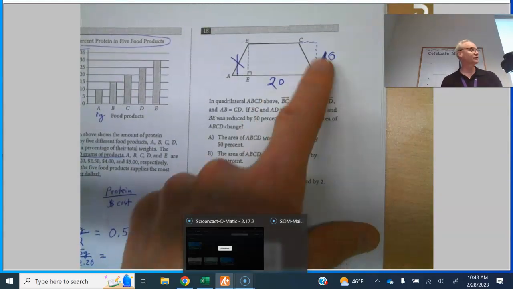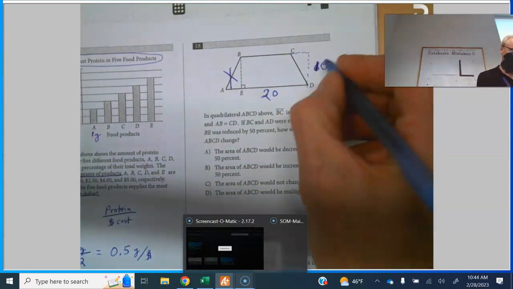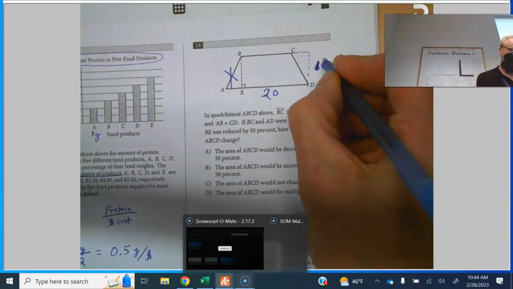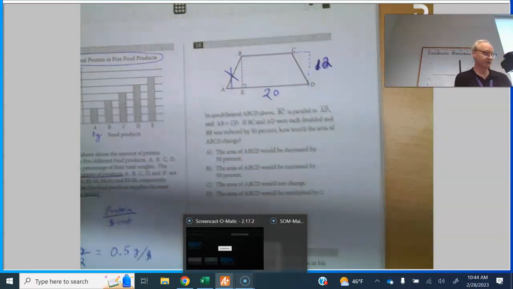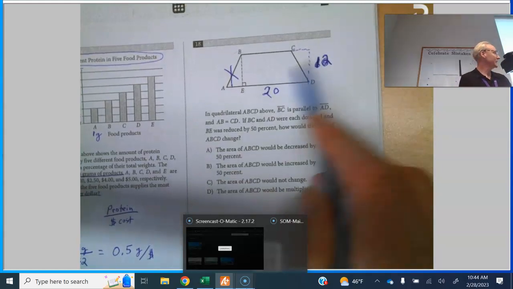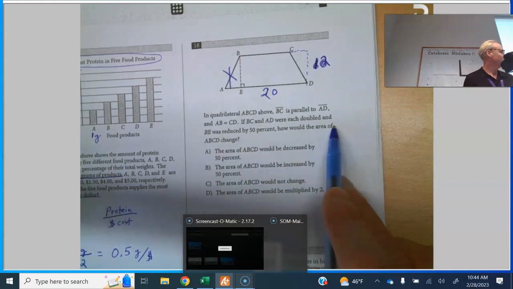You do not have to use 20 and 10. You guys can choose your own sizes. In fact, it looks more like 20 and 12 to me now that I'm looking at it. I'm gonna go with 20 and 12. You can use 20 and 10. It doesn't matter what sizes, as long as you follow the rules that they say here and see what happens to it.